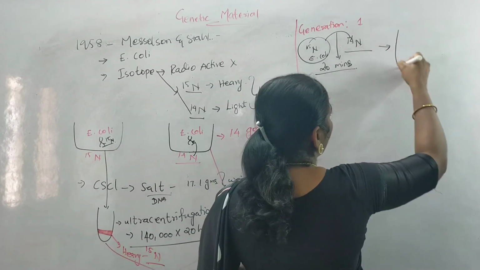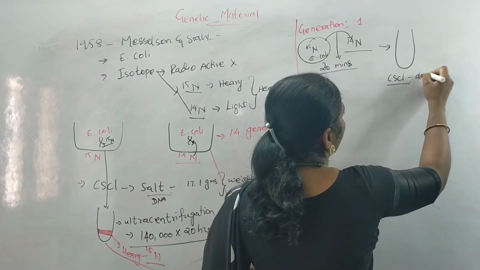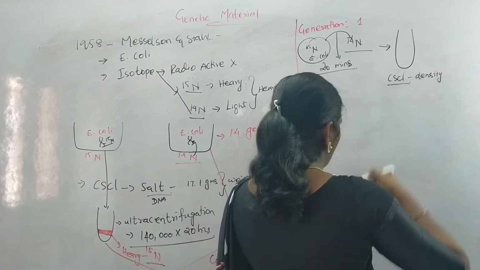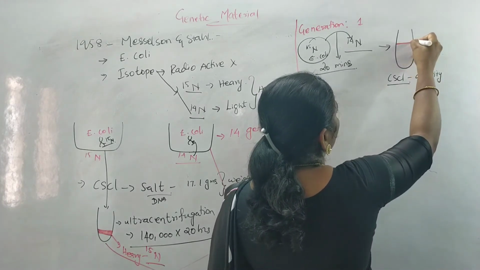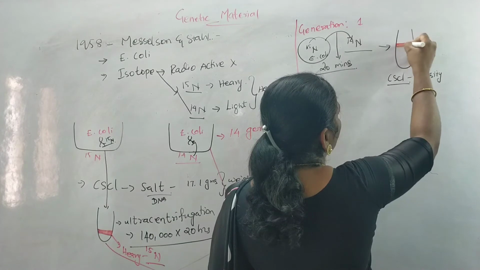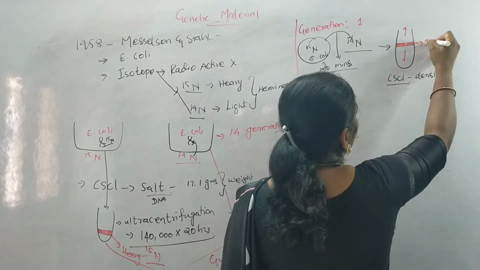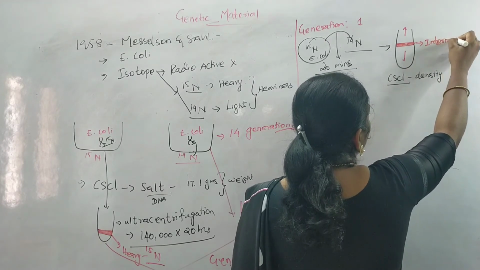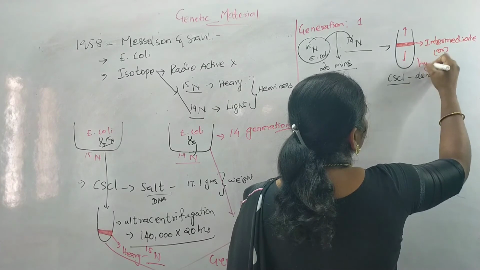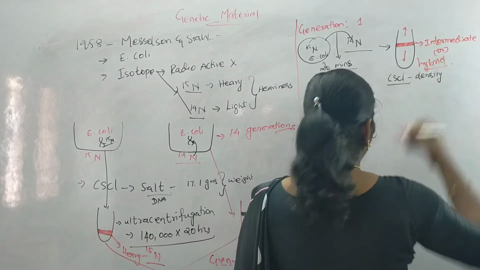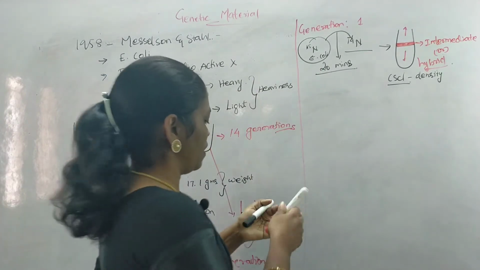When they have taken the extract for centrifugation with cesium chloride or density based centrifugation process, they found the band which was in the intermediate. It is not light, it is not heavy, they have got an intermediate band. This intermediate band is also known as hybrid. Okay, so this is considered as generation 1.